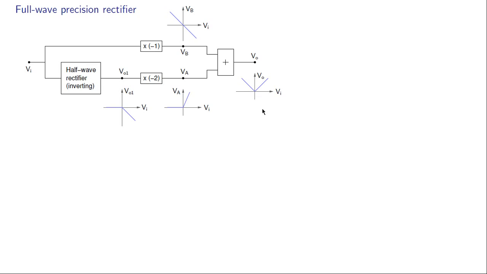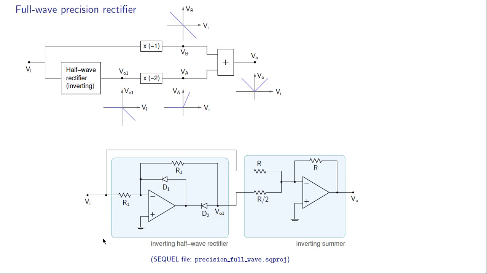Let us now see how this can be implemented with circuits. Here is a circuit implementation of the block diagram. This block is the inverting half-wave rectifier, and we have selected these two resistances to be equal so as to get a slope of -1 here. So this block gives us VO1 versus Vi given by this graph. So that is VO1. Now these other three functions, this multiplication by -2, multiplication by -1, and addition, are performed by this single block, the inverting summer that we have already seen earlier.